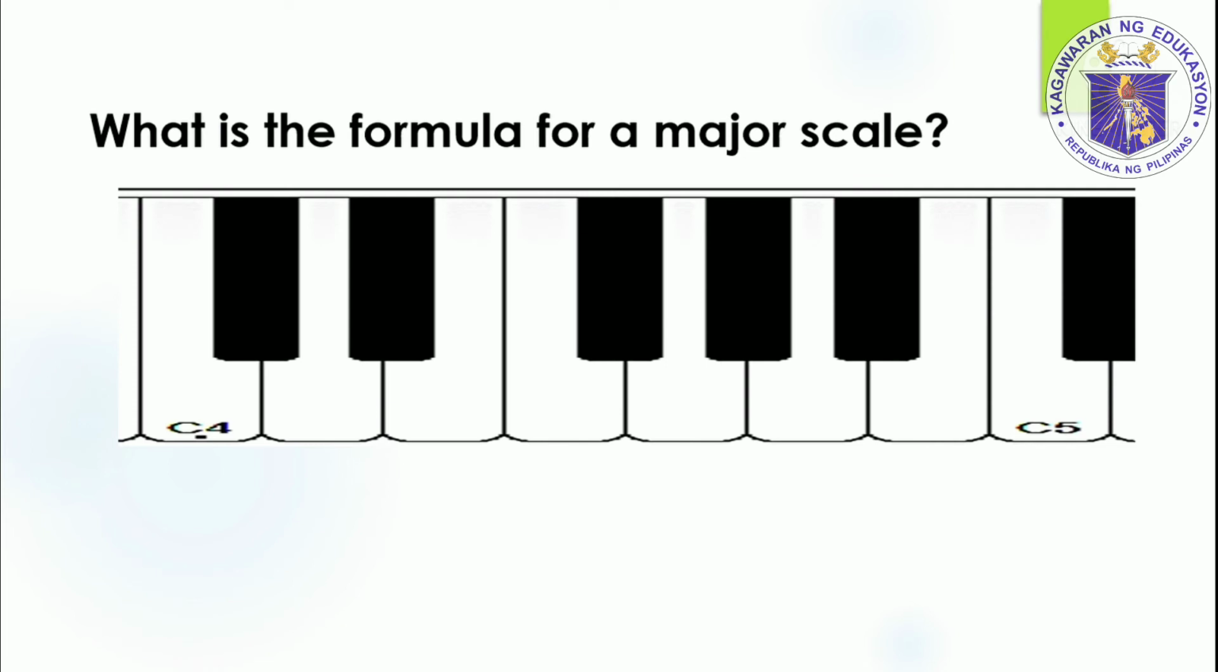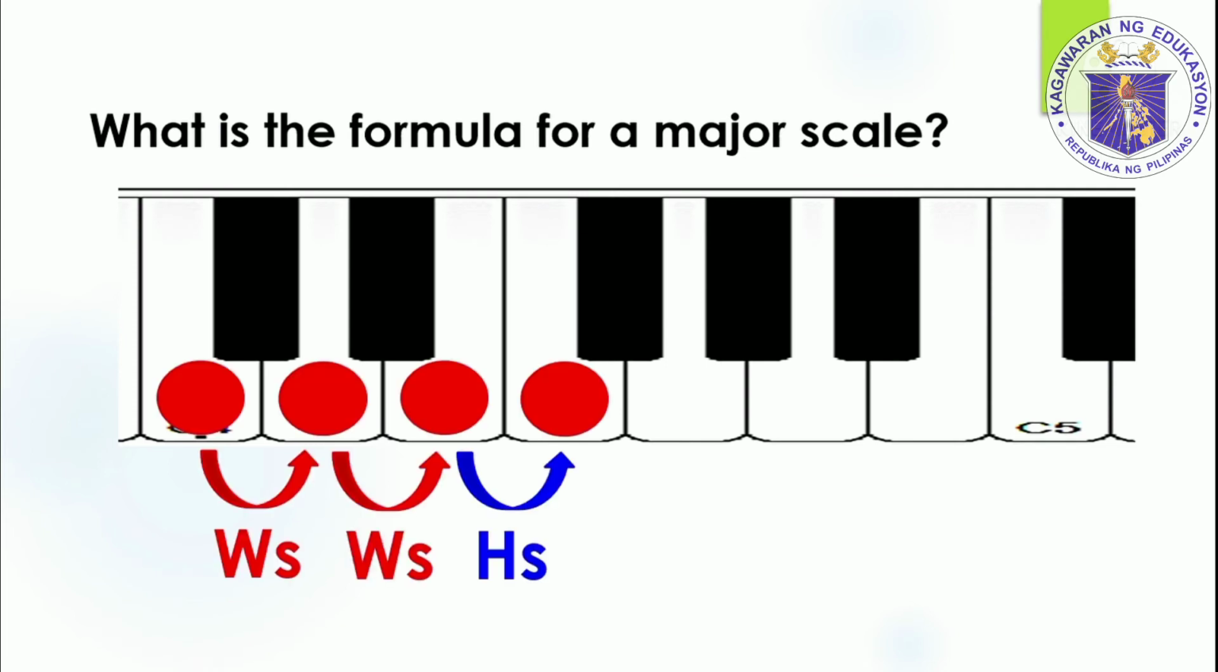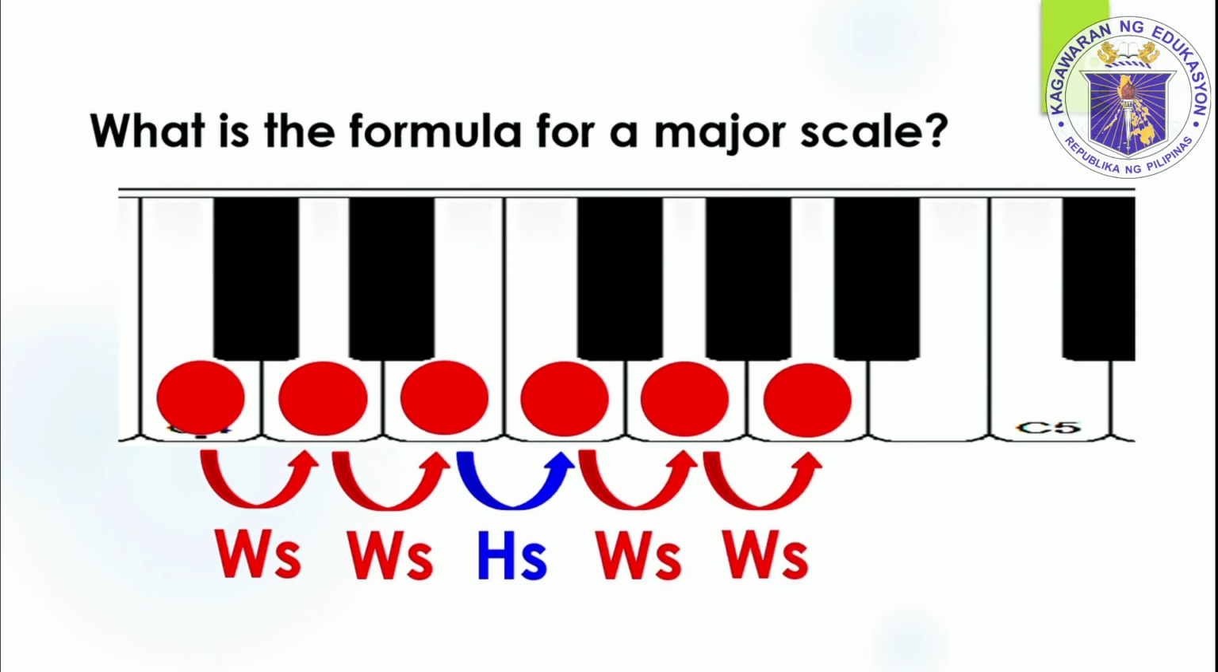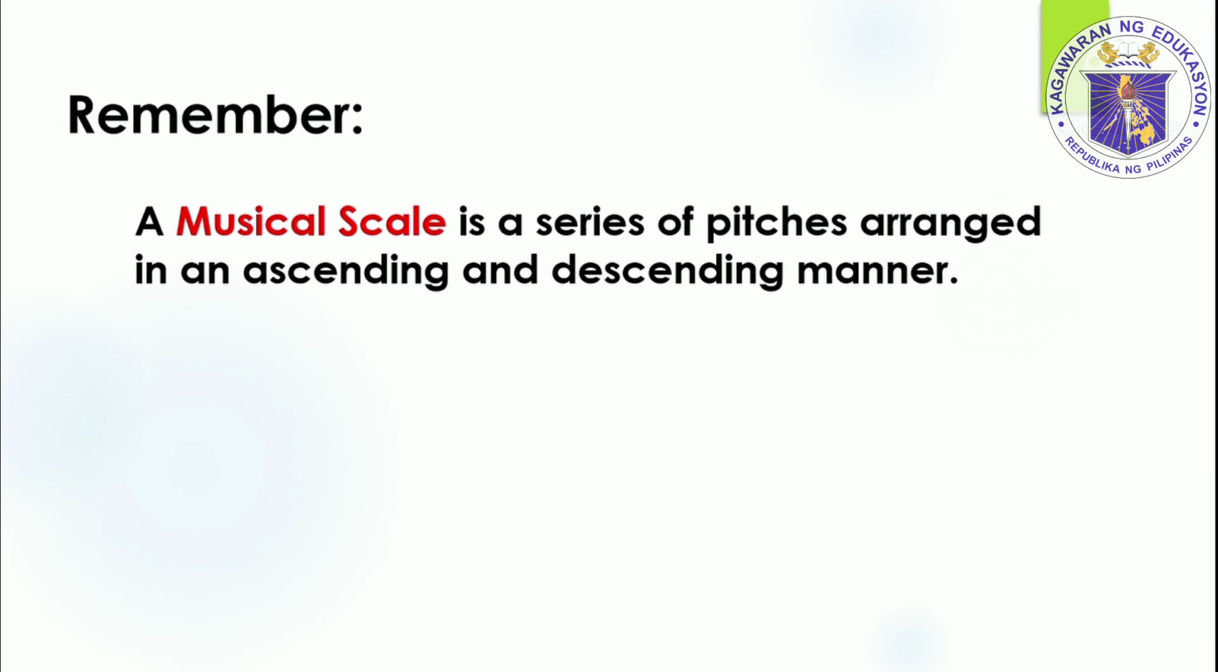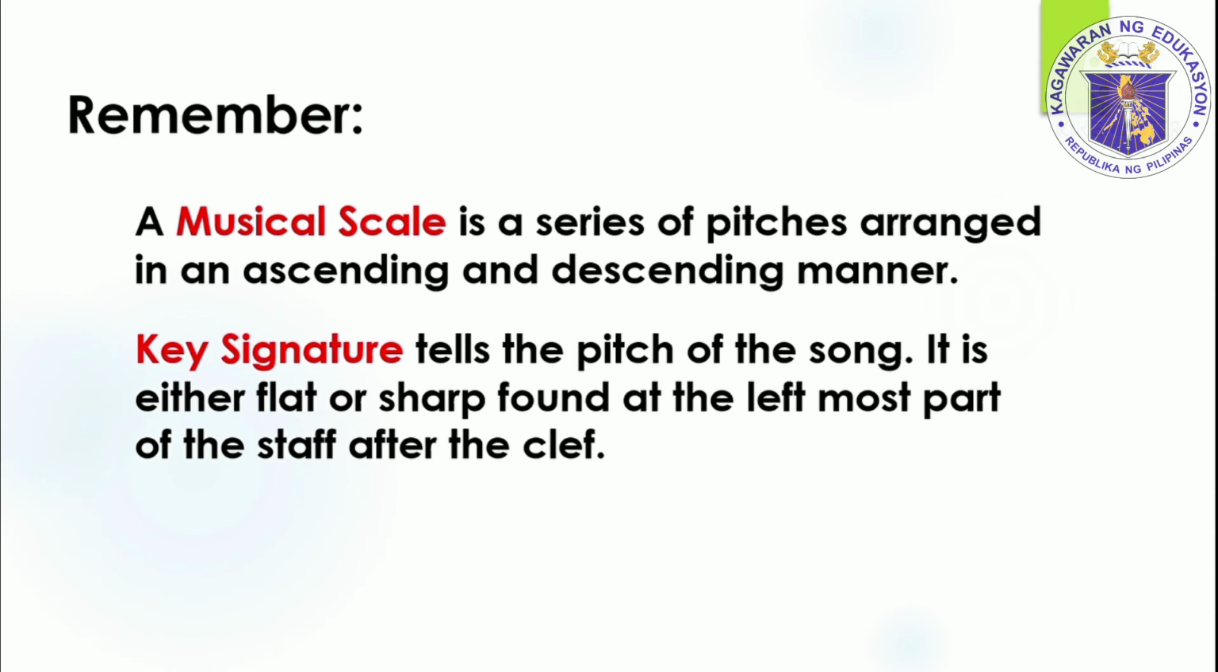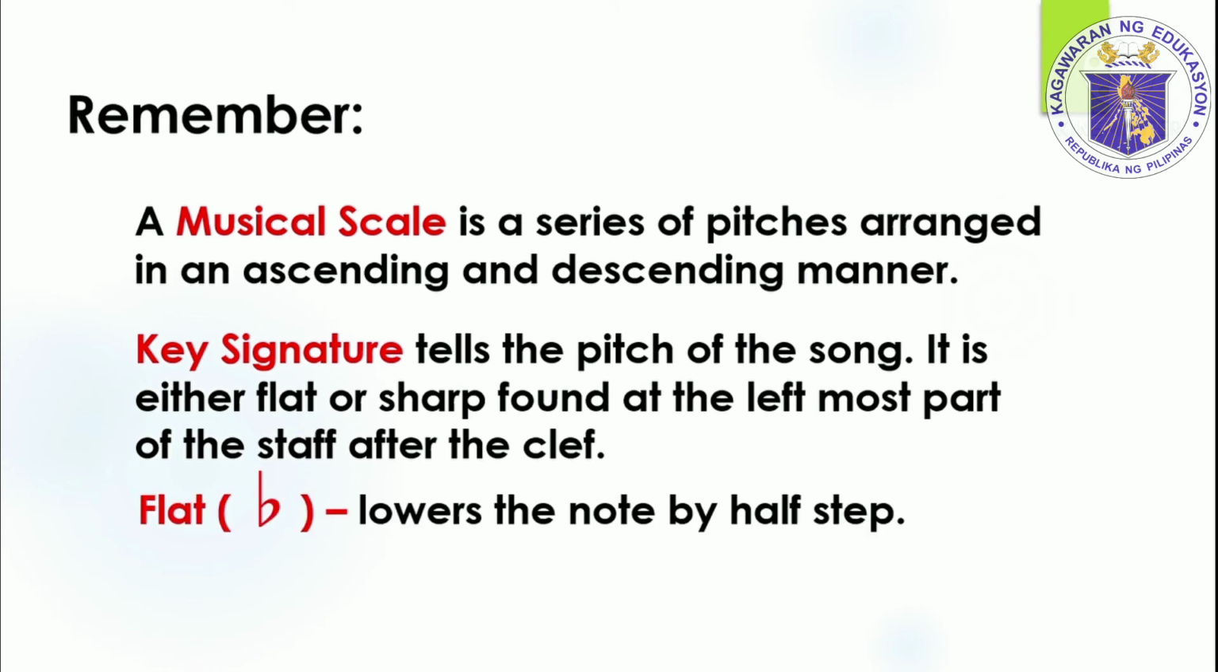The formula for a major scale is whole step, half step, whole step, whole step, whole step, and half step. You need to keep in mind that a musical scale is a series of pitches arranged in an ascending and descending manner. A key signature tells the pitch of the song. It is either flat or sharp, found at the leftmost part of the staff after the clef. A flat lowers the tone of a note by half step, while a sharp raises the tone of a note by half step.